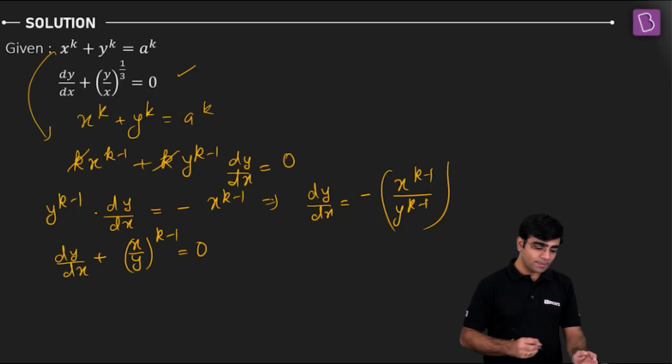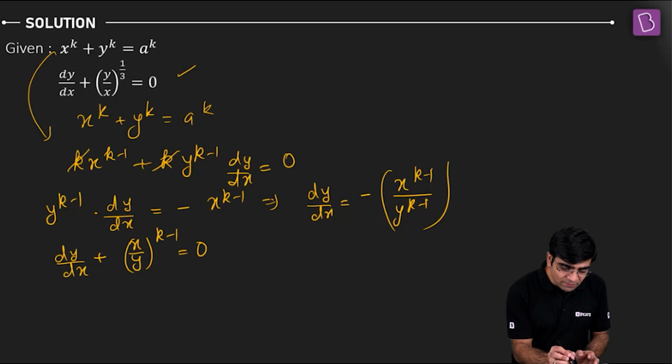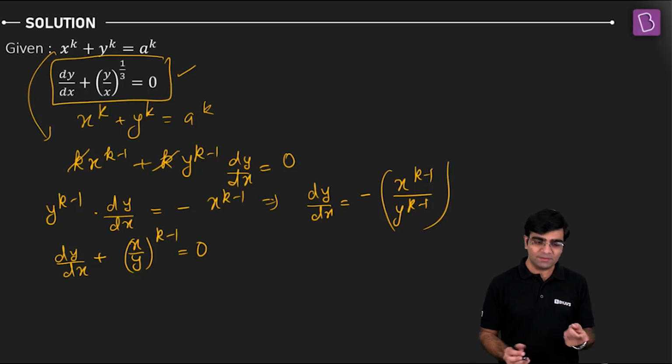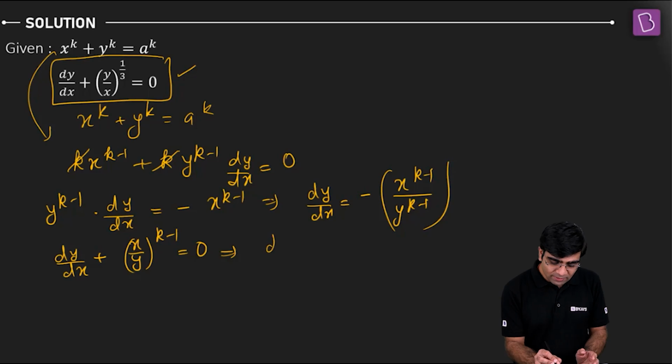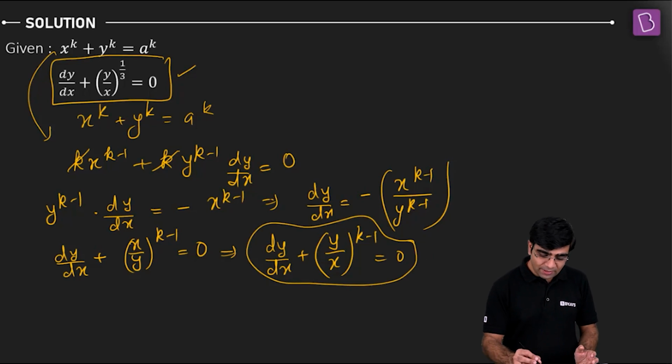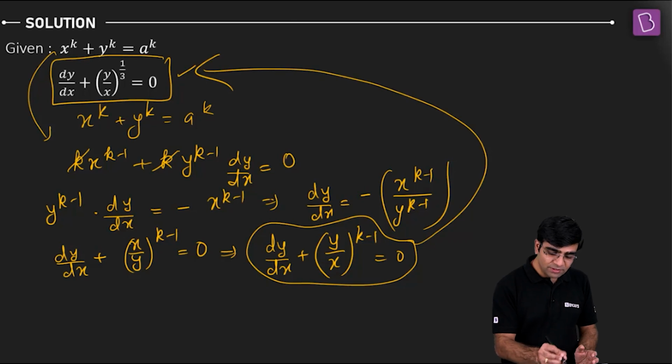0. Okay. But the thing is, the relation which is given to me contains dy by dx plus y by x. So I have to create that one only. So let's modify this, please. This is dy by dx plus (y by x) raised to 1 minus k. The power will become just minus times of that, equal to 0. Now, please look at this particular relation carefully. This one.